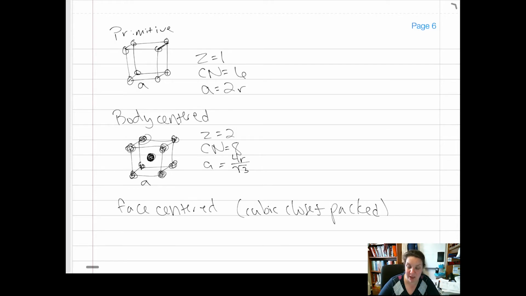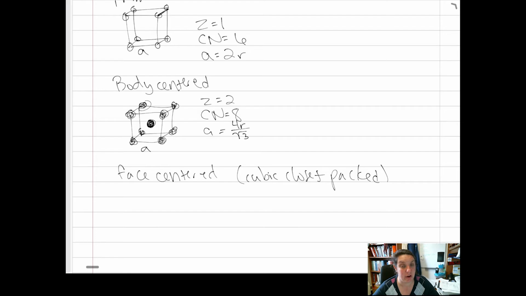So our cubic closest packed, we have atoms on all of our faces and atoms on all of our corners. I'm going to do my best to try and draw this. It's not going to be perfect. Sorry in advance. So each corner, and then each face. Each face accounts for half an atom. Each corner accounts for an eighth of an atom.